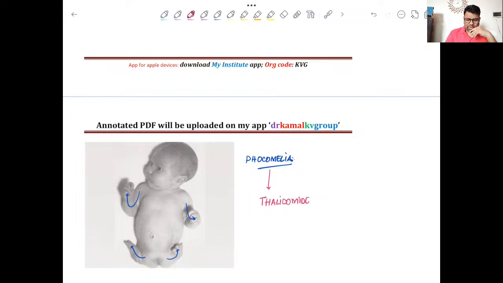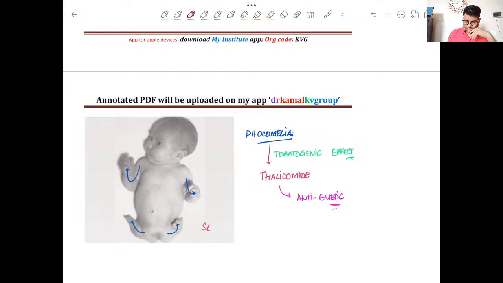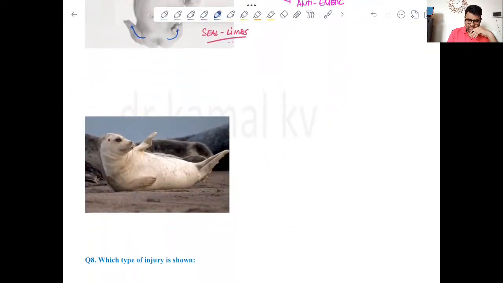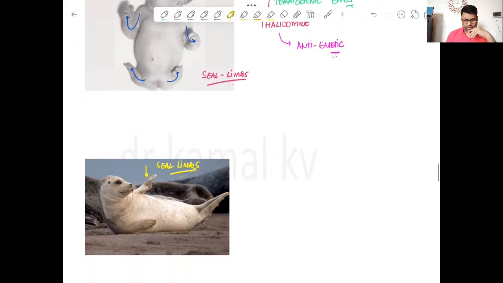thalidomide. So this is actually a teratogenic effect of thalidomide, right? And teratogenic effect means if a drug is taken in pregnancy, it can result in some fetal malformation. So that is teratogenicity. And when thalidomide was introduced, it was taken as an anti-emetic, and then later on it was realized that the babies were getting born with these limb anomalies. So that's how it was then withdrawn. So this is the teratogenic effect of thalidomide, and it looks like seal limbs. Clear? So it is just like seal limbs, and if you can see here, this is how seal limbs look. So this is phocomelia, very easy to identify.